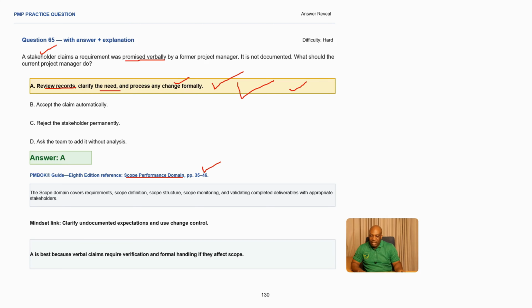All right. And the best mindset that you can also apply here is clarify and document the expectations and use the change control. This is the best mindset that you can use in this particular scenario. Making A the best answer because verbal claims require verification and formal handling, okay? If they affect scope, making A the best answer.